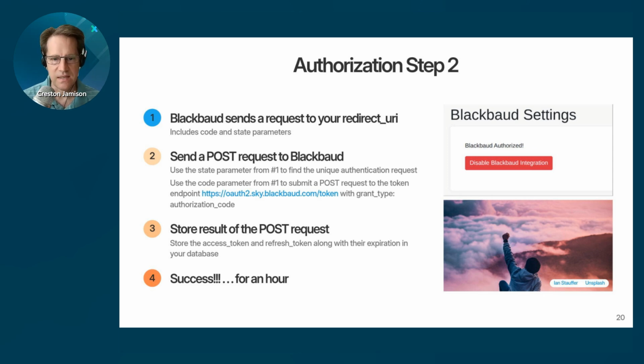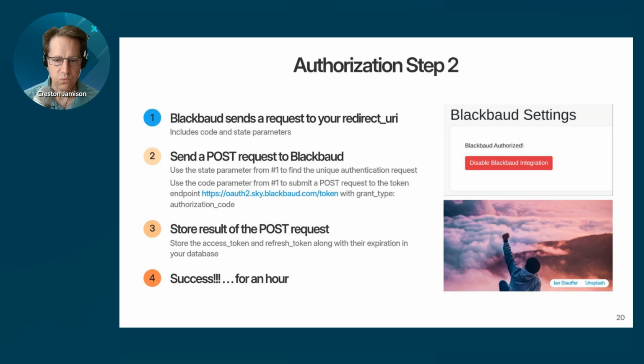Now, at this point, you need to take that information and send a post request back to Blackbaud. What we did is we used the state parameter from the request from Blackbaud to find that unique authentication request. This is that random hexadecimal that we set for the state. And then once we have found that, we use the code parameter to submit a post request to the token endpoint, which, as you can see here, is this OAuth2 URL/token with the grant type of authorization code.